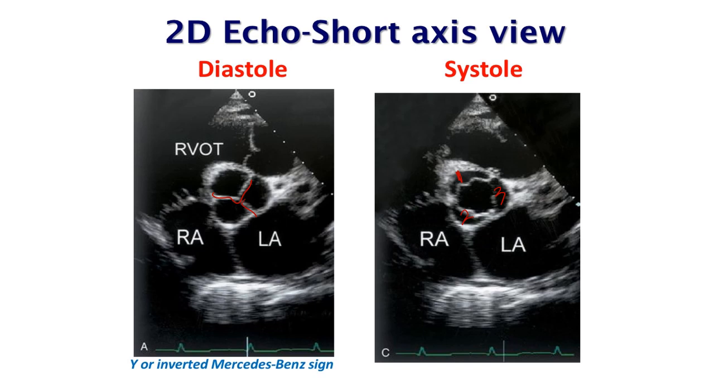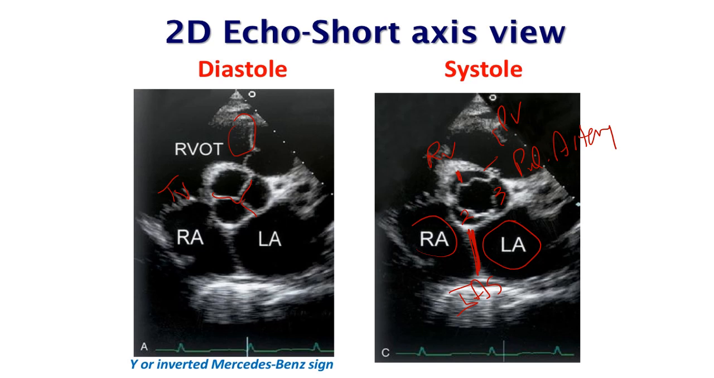And this is the interatrial septum separating the left atrium from the right atrium, and this is the tricuspid valve. So this is the RV, and then this is the RVOT, and the RVOT means the right ventricular outflow tract. Then this is the pulmonary valve, this is the pulmonary artery.